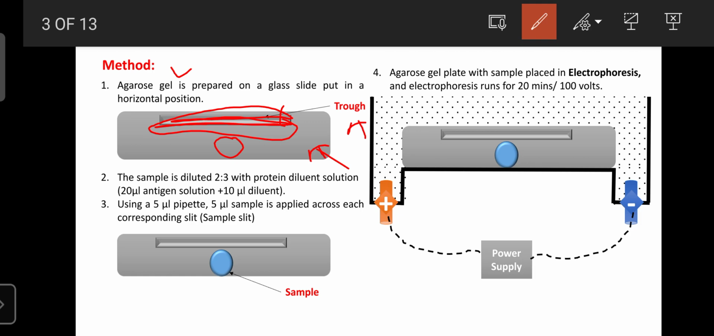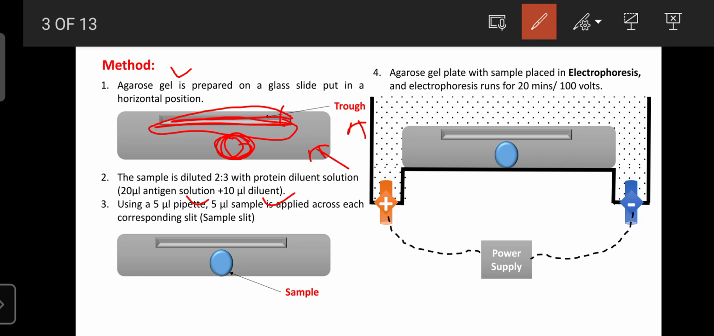In some instruments, the samples are put towards the anode side. In some methods, the sample is put by making a well in the center position. They make a dig once again, and that dig is filled with the sample. In the next step, the sample is diluted 2 raised to 3 with the protein diluent solution, that is 2 microliter antigen solution or patient serum along with 10 microliter diluent.